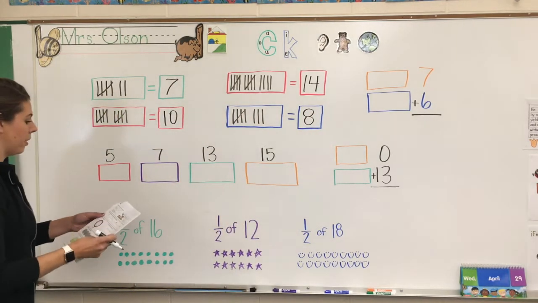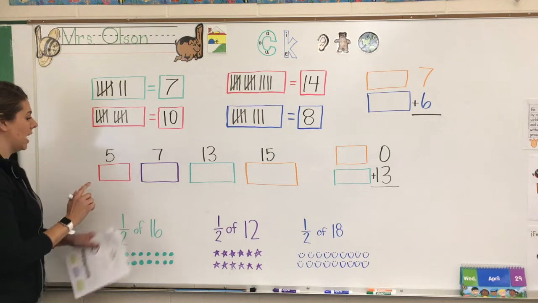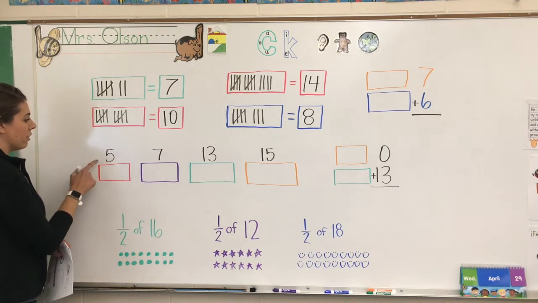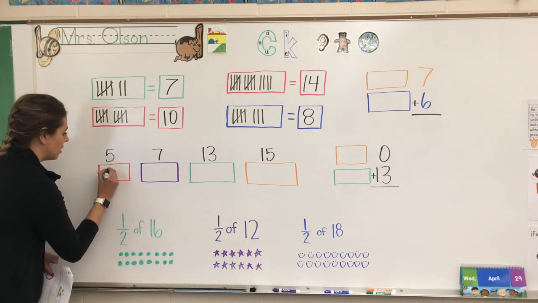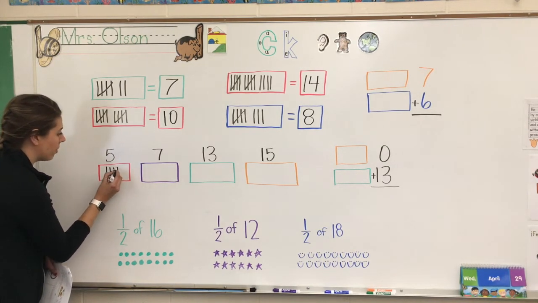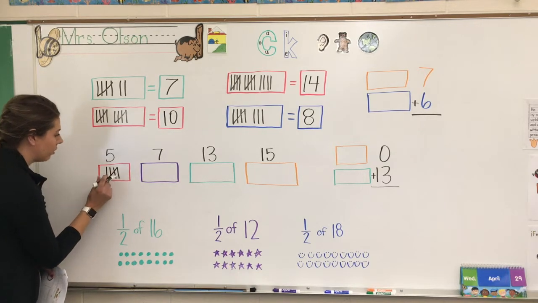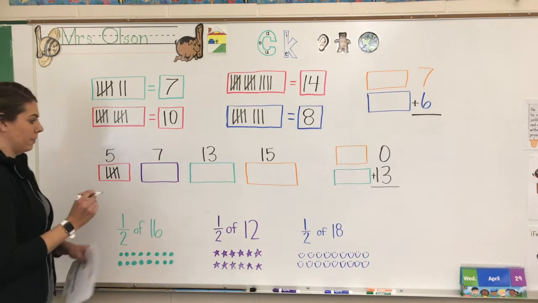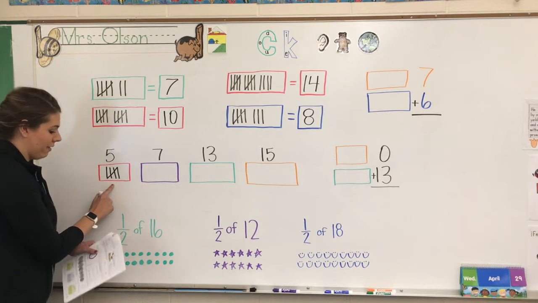And then for the next part, number 2, it just asks us to draw tally marks for these numbers. So 5 tally marks. So we'll do 1, 2, 3, 4, and then remember our 5th one goes diagonally across and it groups them all together. So that would be 5.